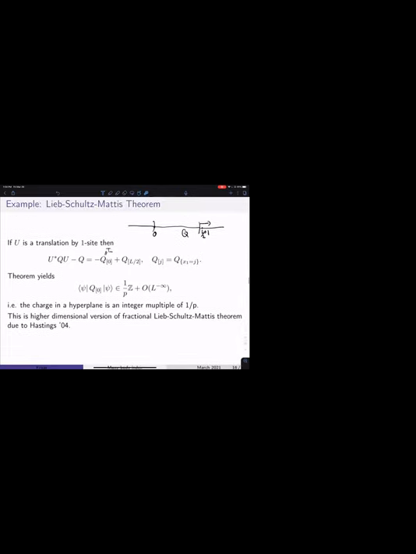Okay, so this is just showing that if you take translation as the unitary in our theorem, you recover the Lieb-Schultz-Mattis theorem in a one-line computation.